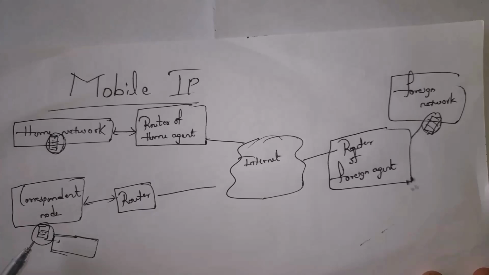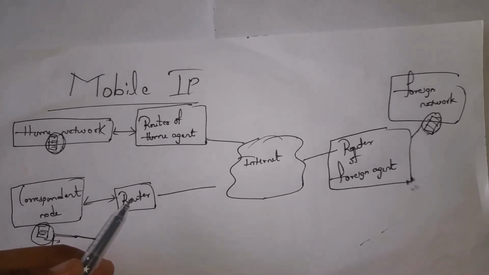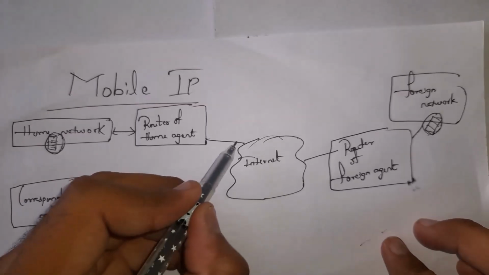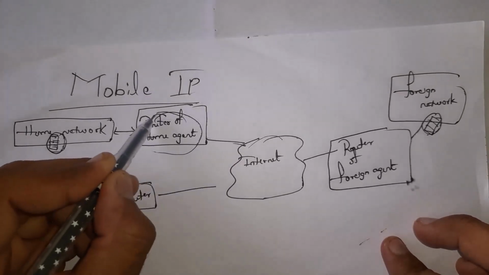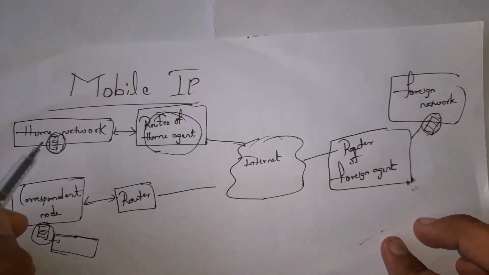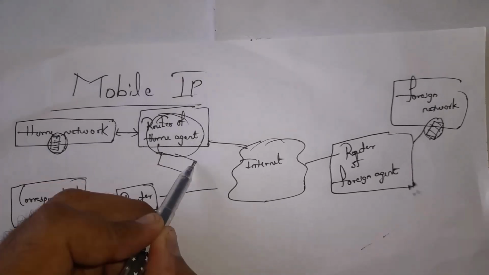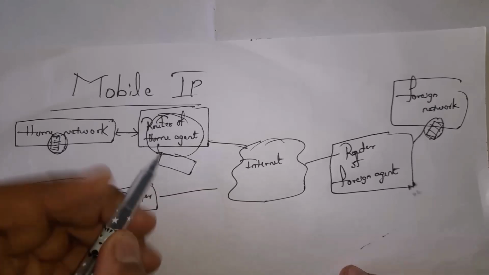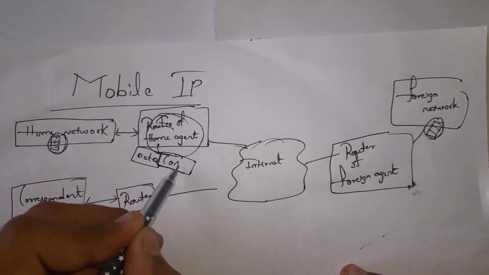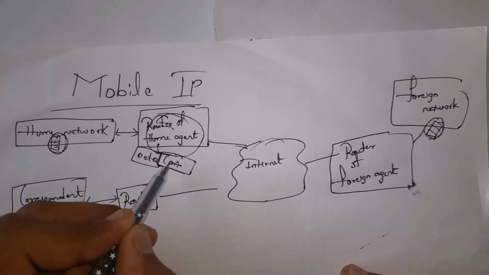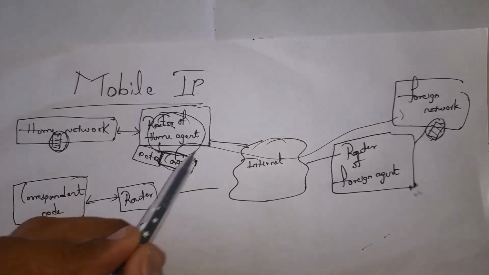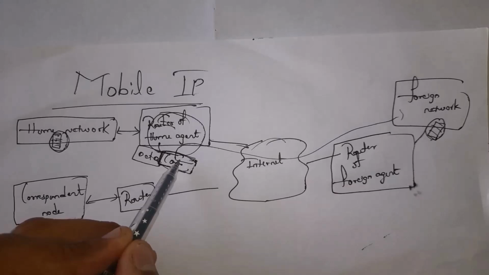So whenever this mobile transfers data, at first data is sent to the router. By using this router, through internet, data will reach this router. Now this router will identify that the mobile is not present in home network. So now whenever home agent receives data, it will add another field. That other field is known as care of address. That is nothing but where the device is present, it will add that address. And this care of address belongs to foreign network. Now data will be transferred to foreign network.